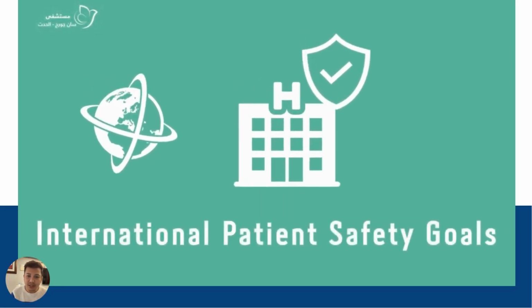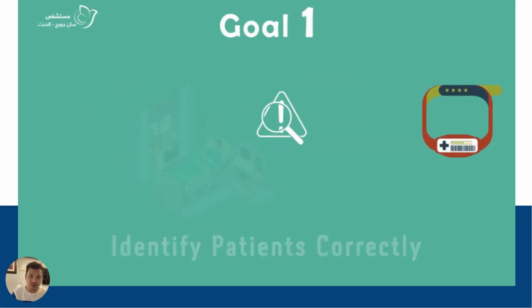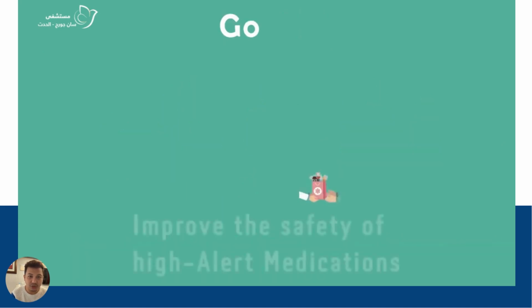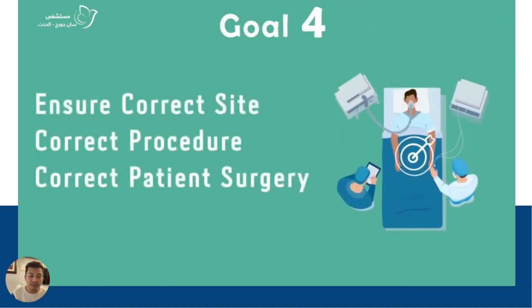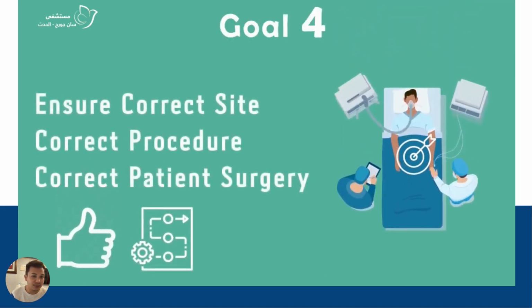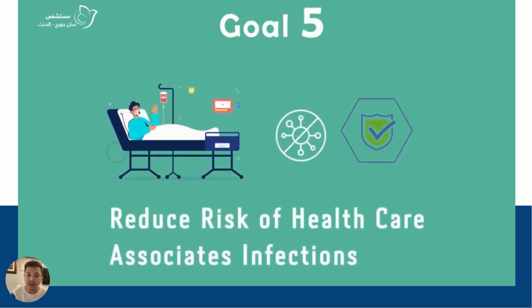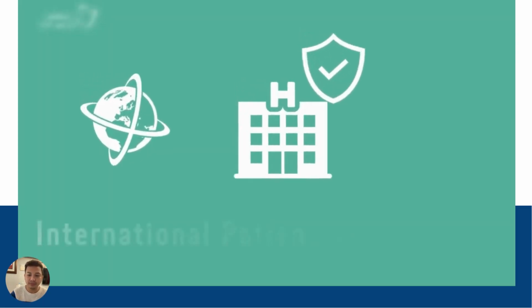So, international patient safety goals. Goal number one is to identify patients correctly. Goal number two, improve effective communication. Goal number three, improve the safety of high alert medications. Goal number four is ensure safe surgery. Goal number five is to reduce the risk of healthcare associated infections. And goal number six is to reduce the risk of patient harm resulting from falls.